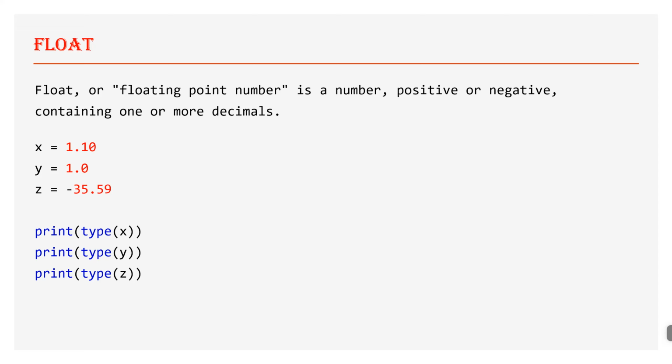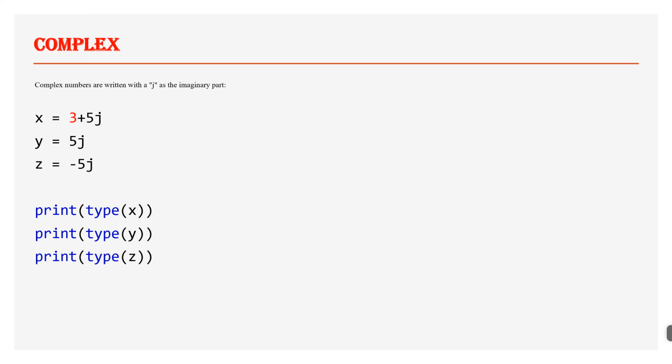Float is a floating point number. The example is very clear here. X is equal to 1.1, y is equal to 1.0. So we have already seen the example also.